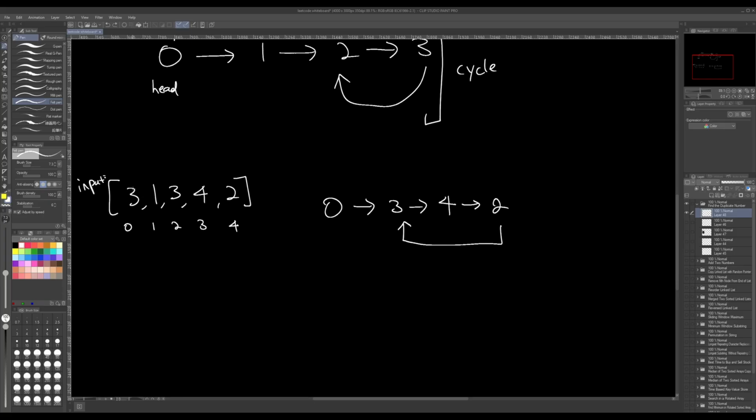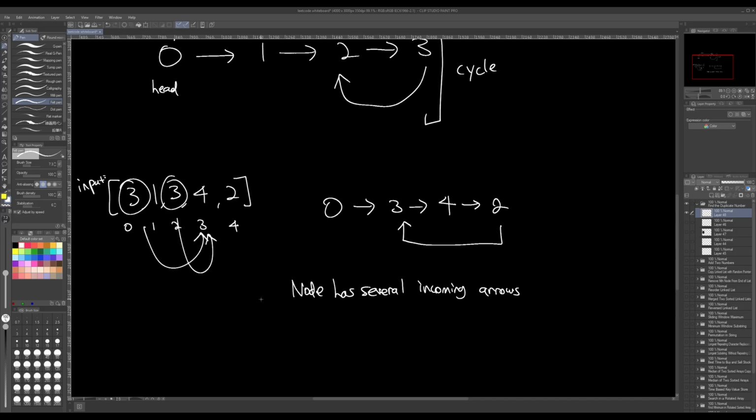So in the linked list world, the two 3s would both be pointing to our 3 node, right? And you can see that being reflected here as well. We got 0 pointing to 3 and the number 2 pointing to 3. Basically, we want the node that has several incoming arrows, right? Because that would mean that node is going to be the duplicate number. And we know that if a node has multiple incoming arrows, that is basically the cycle start node, right? The first node of the cycle.